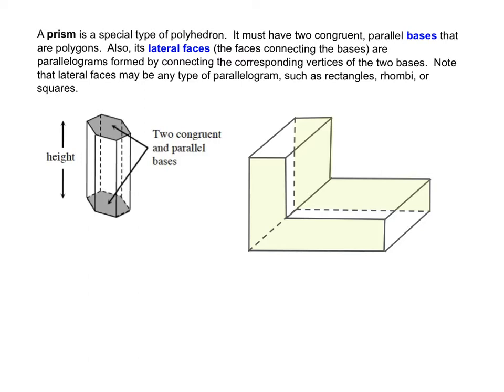Now, the tricky part here is to figure out the height. A lot of times when we think of height, we think of it typically going from the bottom to the top. But when we're talking about prisms, the height goes from one base to another. So another definition of height when you're talking about prisms is the distance between the two bases. So that would be considered the height in this prism.